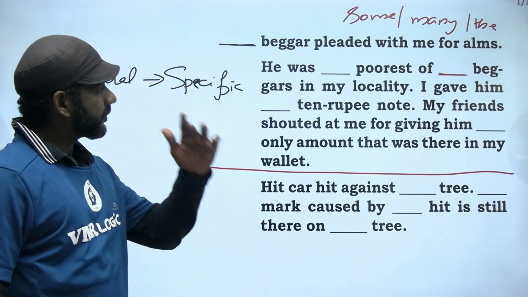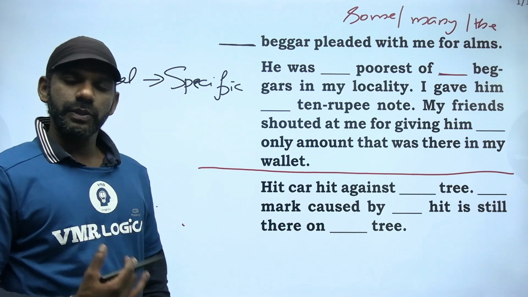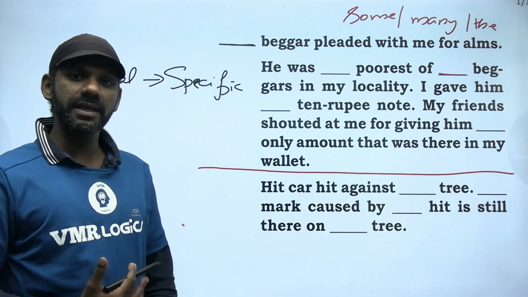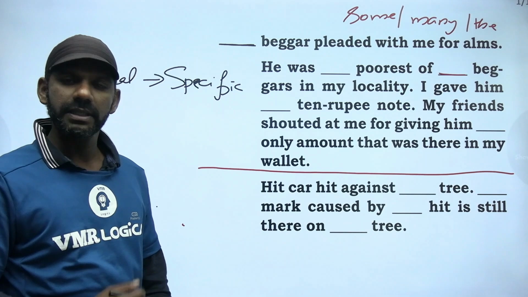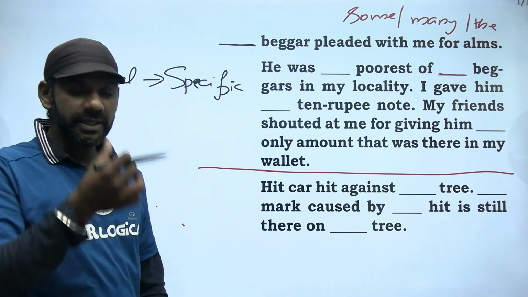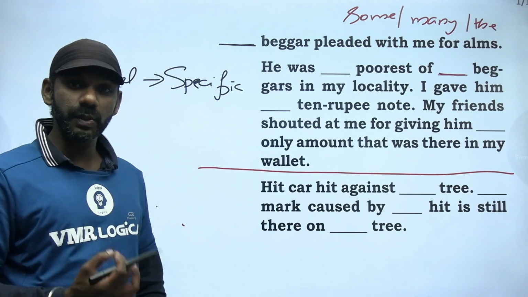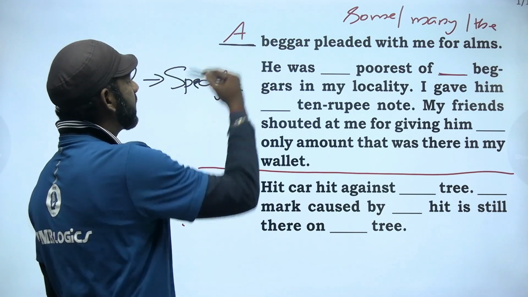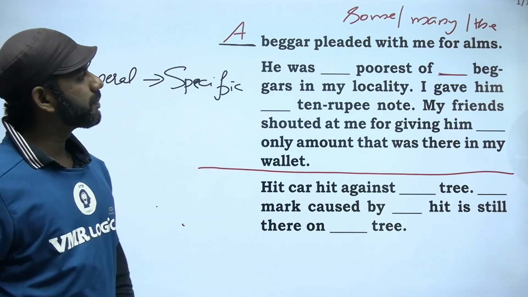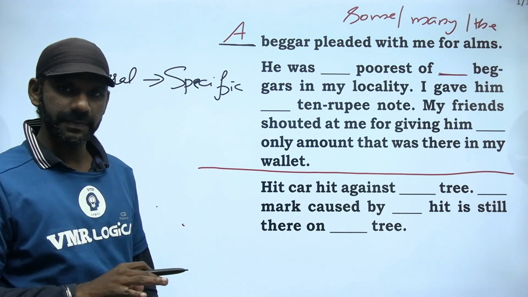Now come to the paragraph. Dash beggar pleaded with me for alms. I told you a sentence or a paragraph starts in a general way and moves on to specific. So here the beggar is wrong. It must be general. The is specific, and a and an are general. Anyway, we cannot say an beggar. The first sound is b. So an beggar is a wrong usage. It must be a beggar. A beggar pleaded with me for alms. As of now, we are not talking about any specific beggar.